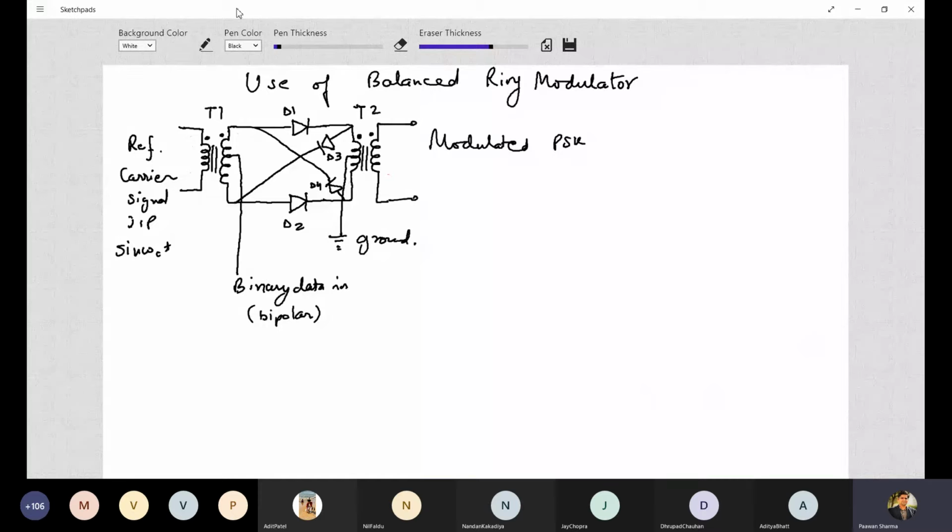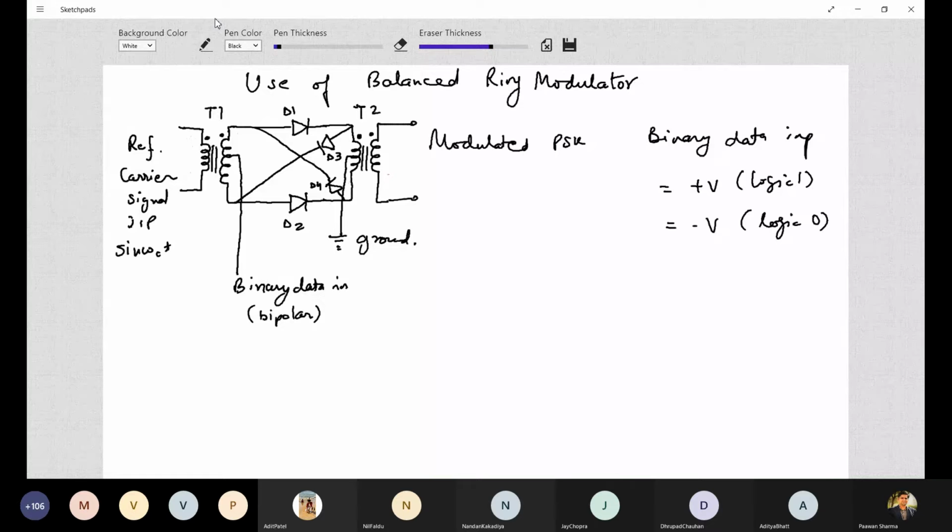So how does this work? Let our input binary data be plus V for logic 1 and minus V for logic 0, since it is a bipolar signal. So when logic 1 is there, with the application of plus V here, which diodes will be forward biased and which diodes will be reverse biased? Please, you have to say. Anyone? If I am applying a logic 1 here, which diodes will be forward biased?